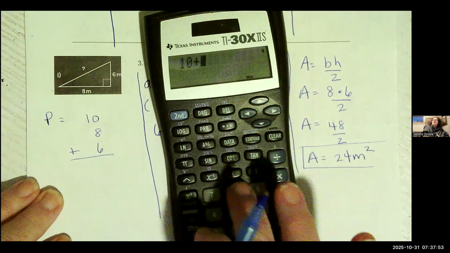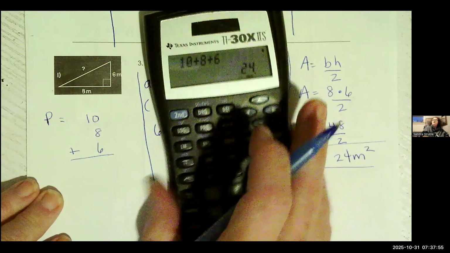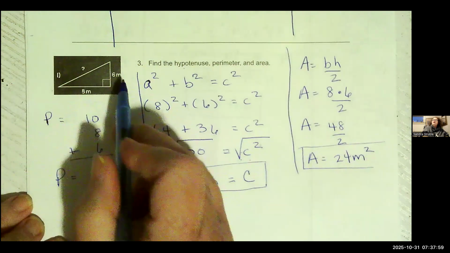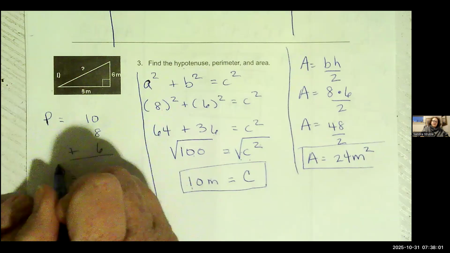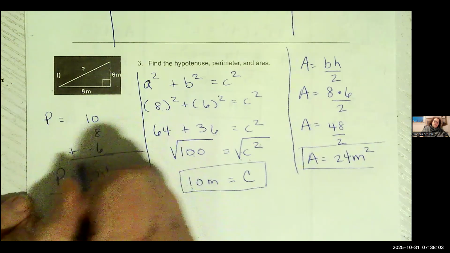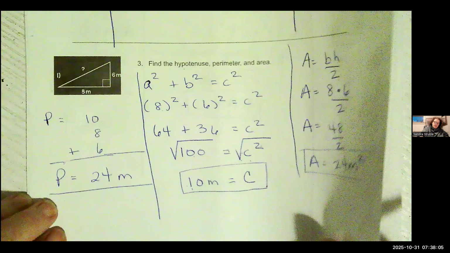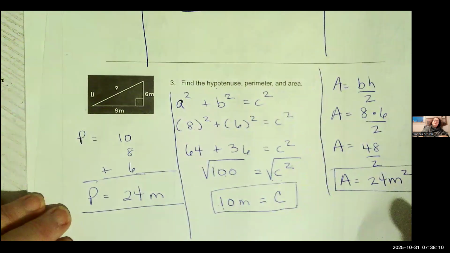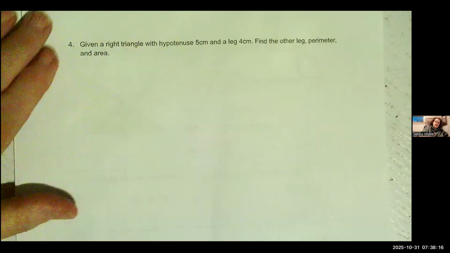And so my perimeter is 24, same units as the sides. All right. So that's all the ones I'm going to do for finding the hypotenuse with the area and the perimeter. The next ones we're going to do is we're going to find a missing leg, and we're going to be given the hypotenuse and a leg.